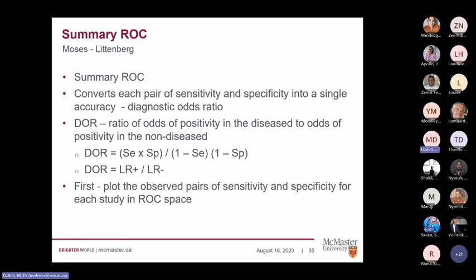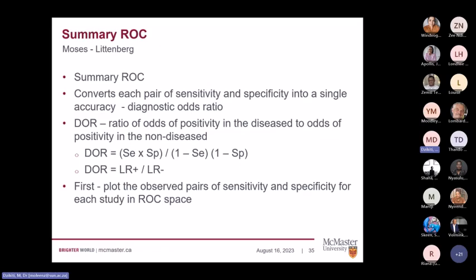And realizing this, a method was proposed, and this is called the summary receiver operating curve. What this does is it converts the pairs of sensitivity and specificity into a single diagnostic accuracy measure, and this is the diagnostic odds ratio. Simply, it is the odds of positivity in the diseased relative to the odds of positivity in the non-diseased, and it's the positive likelihood ratio versus this. So once you have this, you can create the summary ROC.